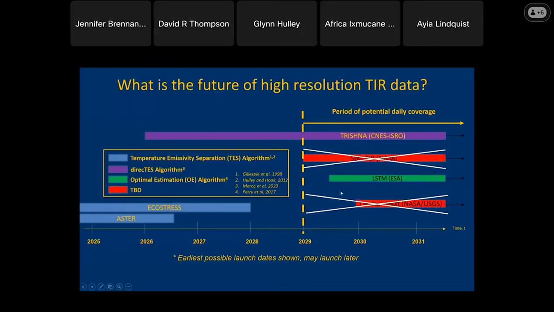So from about 2029 onwards will be really nice because we may have a near daily repeat cycle of high spatial resolution thermal infrared data. And that's, if Landsat 8 and Landsat 9 are still flying at that time, that would be even better.